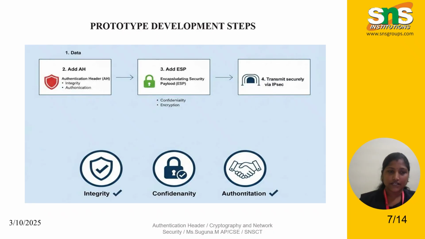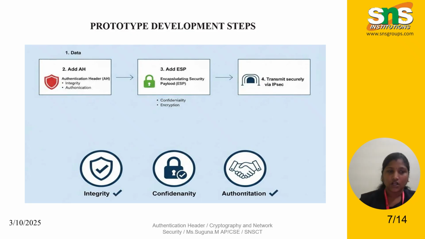So this is where the ideation part comes in. To secure Ravi's communication, we need to decide: should we use the authentication header, should we use ESP, or should we use both? Here design thinking helps us to evaluate this. If Ravi needs only integrity, we can go for only the authentication header. If Ravi needs only encryption, we can go for ESP, the encapsulating security payload. If he needs complete protection, then we can go for the authentication header plus the encapsulating security payload together. So this gives us the best of both.